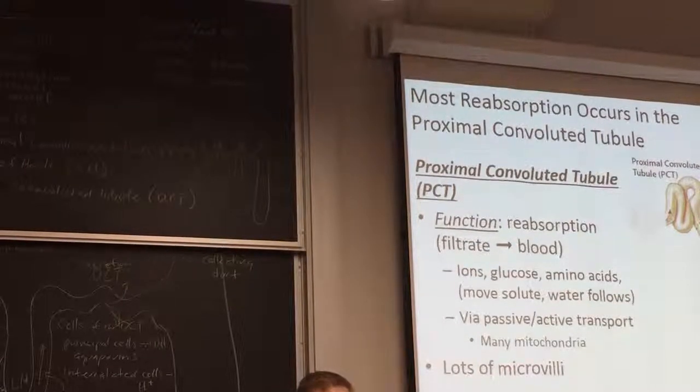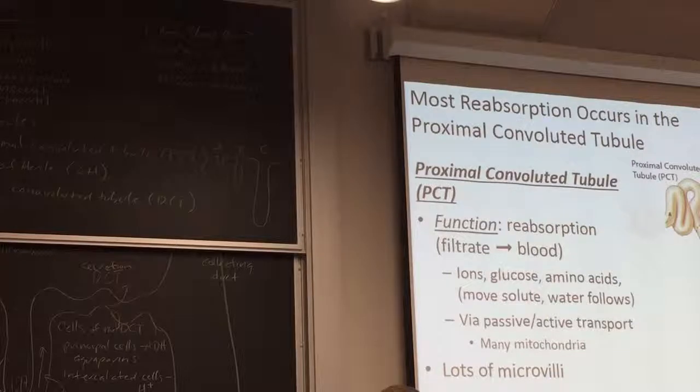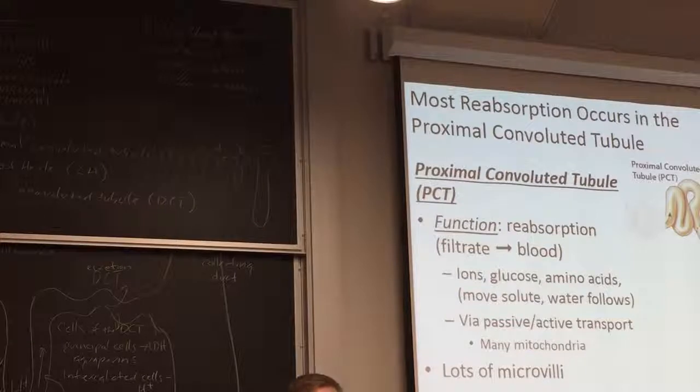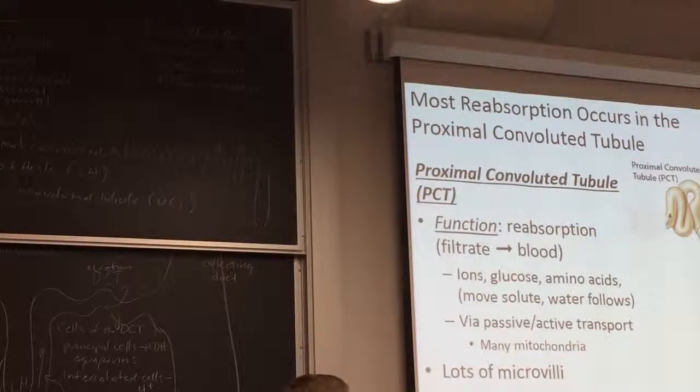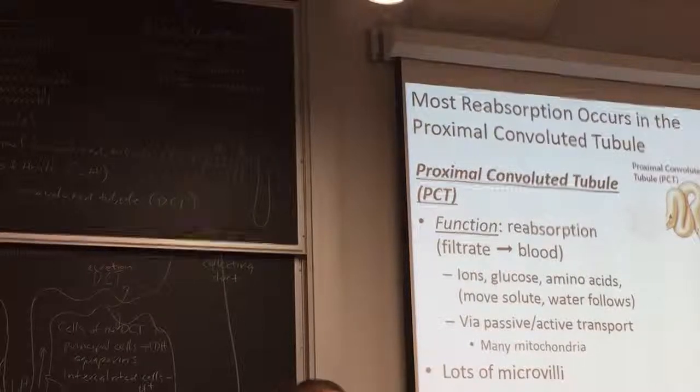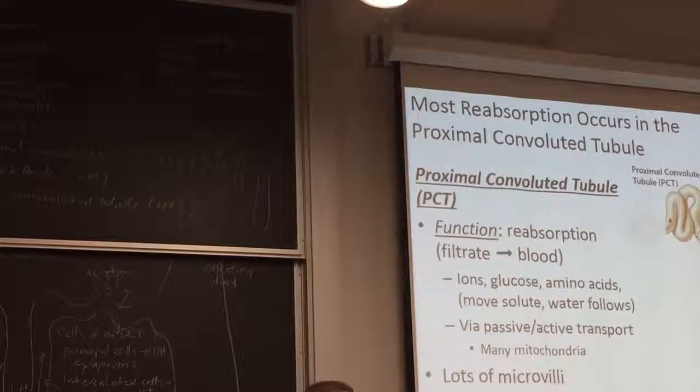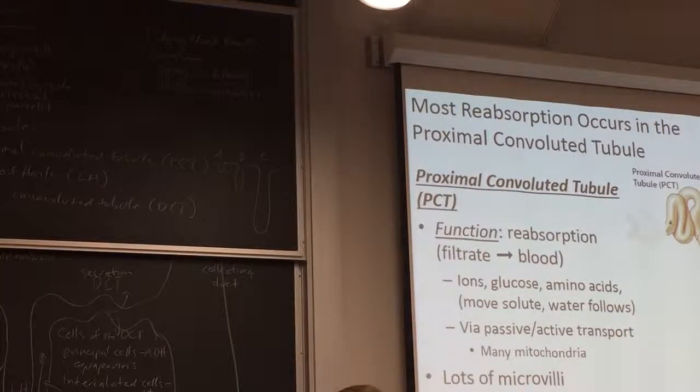And again, when we reabsorb stuff, we're taking it out of the ultrafiltrate and putting it back into the body, right? So we're taking things back into the body. We're holding on to it. So in general, you're going to reabsorb the good stuff or the bad stuff? The good stuff, right? So things like ions, glucose, amino acids, and water are all things that we do. Some of the reabsorption, as we said, is passive. Some of it is active. Mitochondria. There's also lots of microvilli. Remember, microvilli increase the surface area for reabsorption. Right. So that was the PCT.